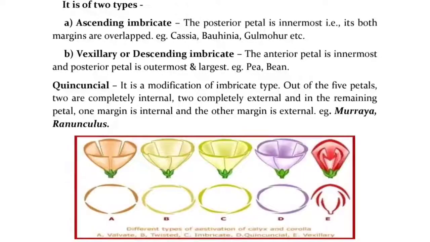Quincuncial: it is a modification of the imbricate type. Out of the 5 petals, 2 are completely internal, 2 completely external, and in the remaining petal, one margin is internal and the other margin is external, e.g. murraya, ranunculus.